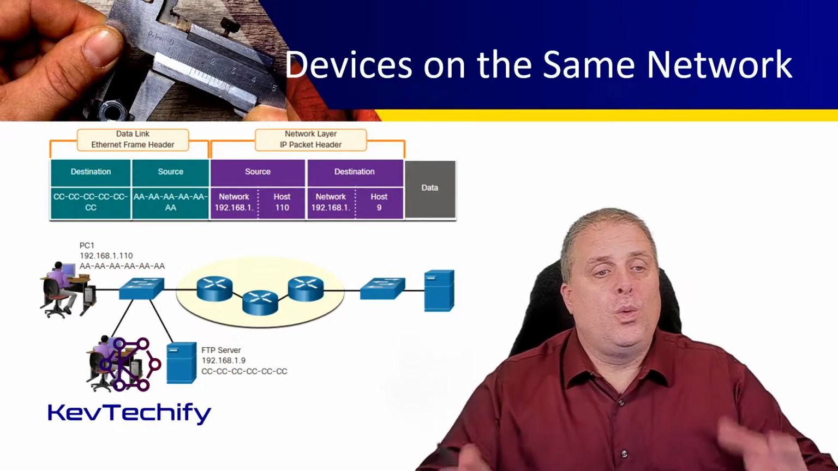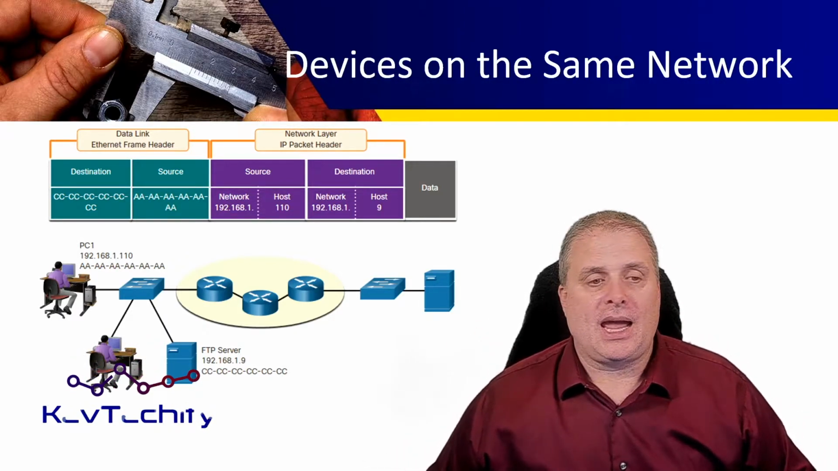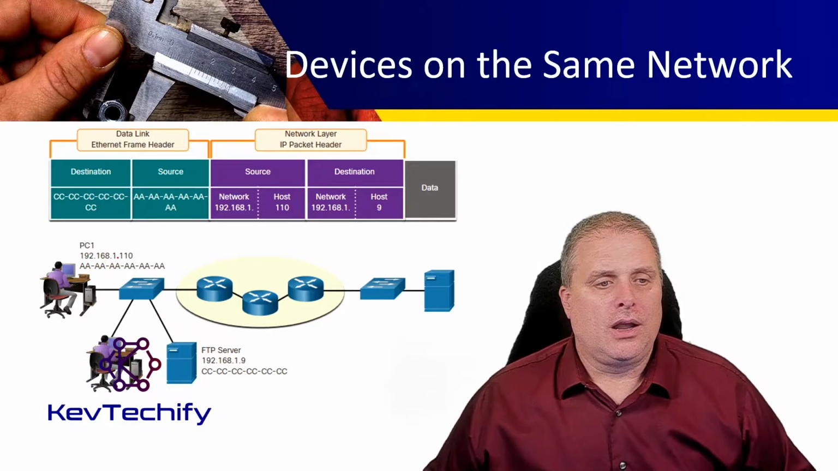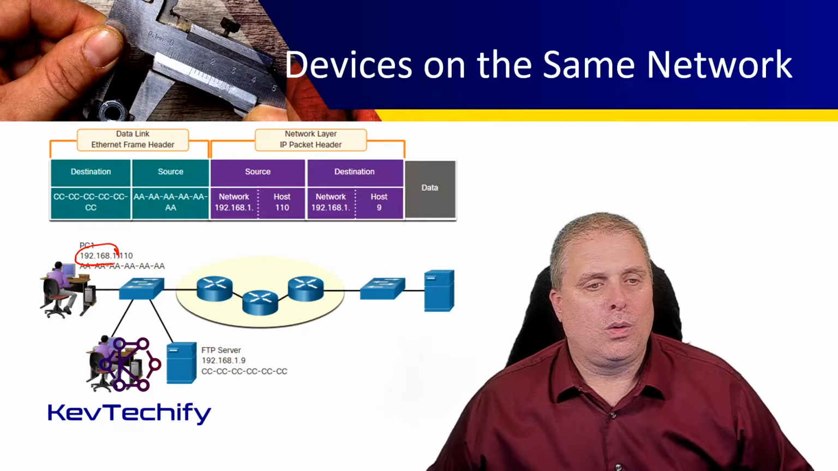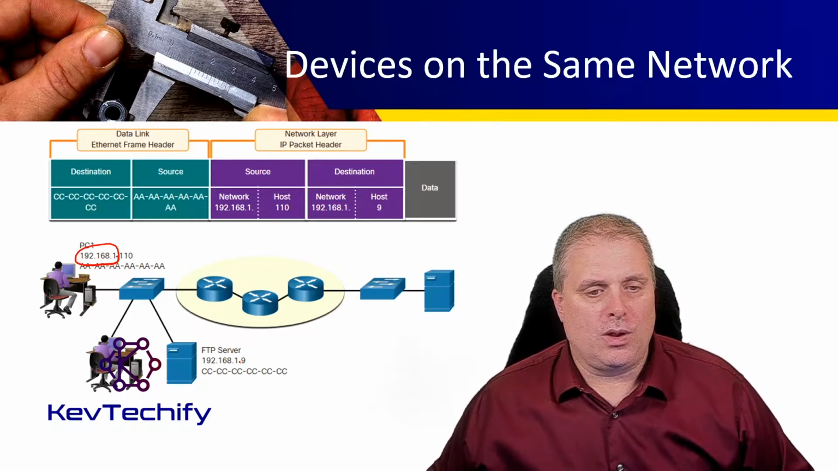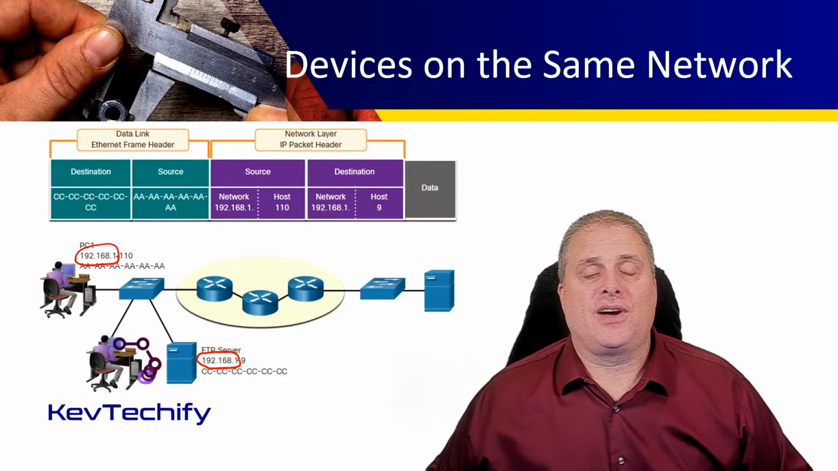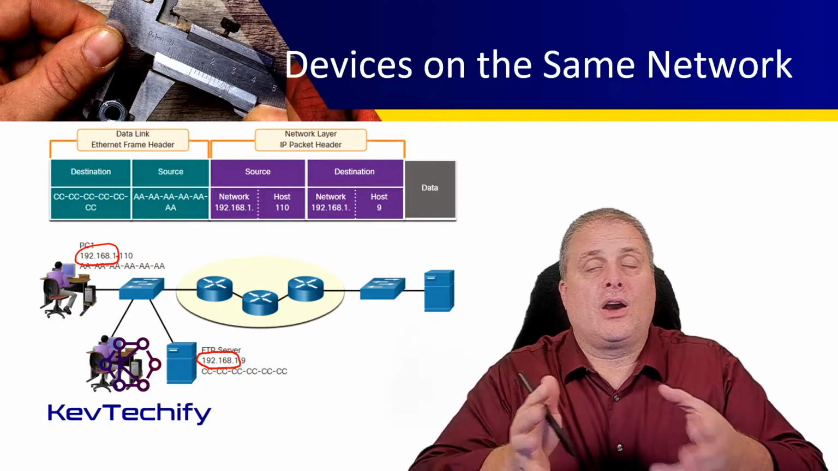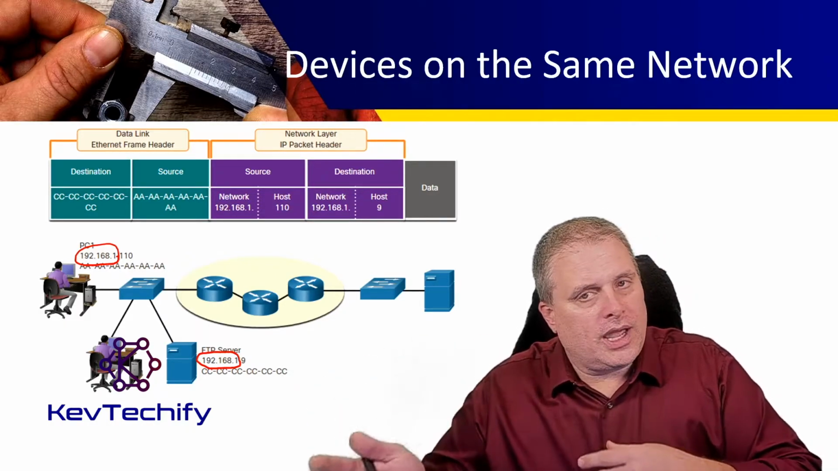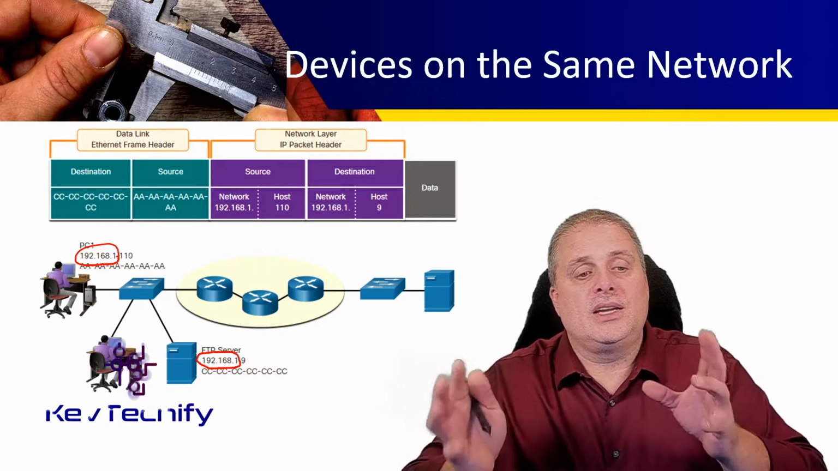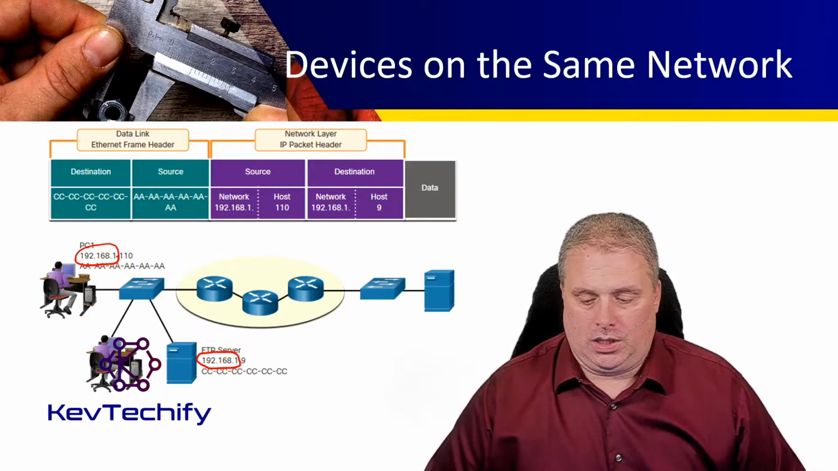Devices on the same network. We can identify devices on the same network by using that network portion. If we look at these IP addresses here, they begin with the same portion. They begin with 192.168.1. That signifies that those two devices are on the same network. Now, there's some rules that we have to get into. We're going to talk about that in an episode coming up here. But the idea is that if the beginning part matches, they're probably on the same network.